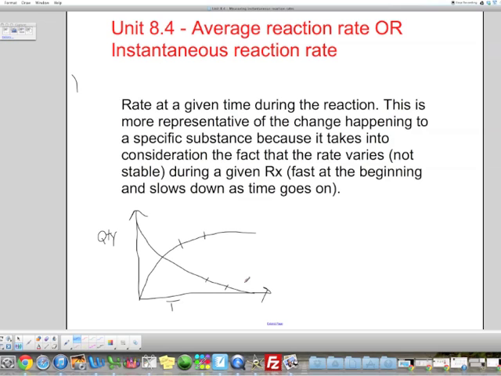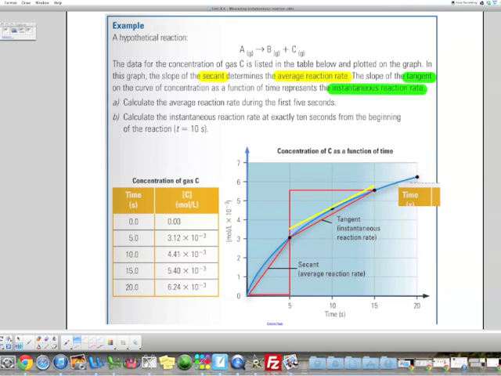So how do we do this? Let's take a look. We have an example over here. First point, we'll use the secant if we're looking for the average reaction rate, and we'll use the tangent if we're looking for the instantaneous reaction rate. So how does this work? You have an example here. They gave you the concentration of gas C, and they graphed the whole thing for you. They're asking you in A, calculate the average reaction rate during the first 5 seconds. So they want the average reaction rate, which means we're going to be using the secant.